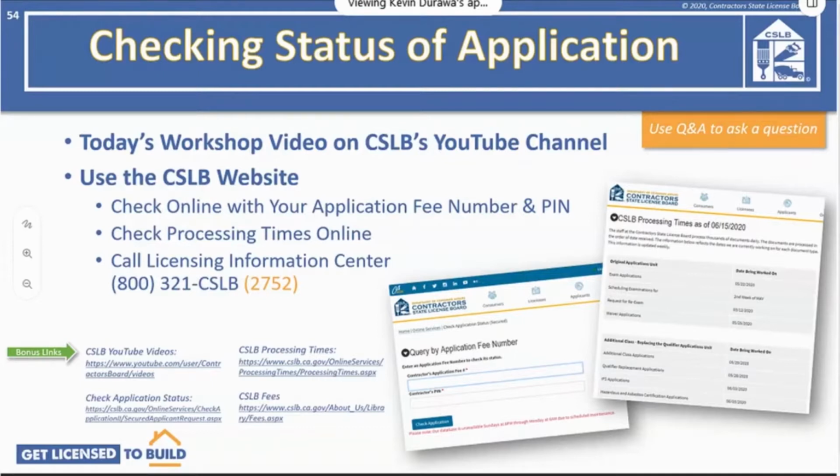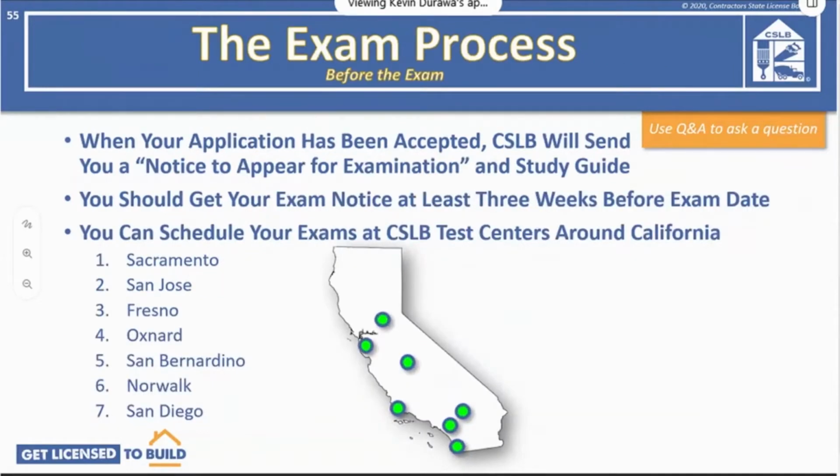When your application has been accepted, CSLB will send you a notice to appear for examination and a study guide. You should get your exam notice at least 3 weeks before your exam date. With our test centers reopened, we added an additional session in the late afternoon to early evening to help us catch up with the 3 months we were closed. We have 7 test centers around California, and we would encourage you to take your exams at the test center closest to you. Those centers are from north to south: Sacramento, San Jose, Fresno, Oxnard, San Bernardino, Norwalk, and San Diego.